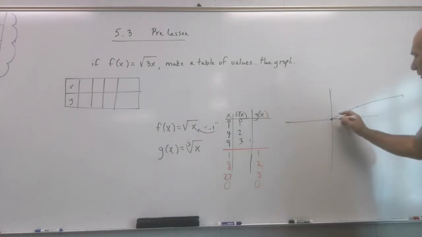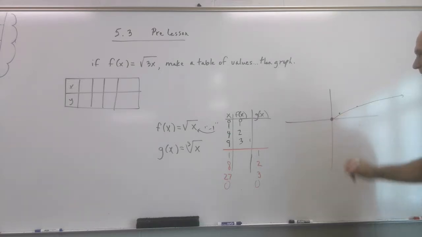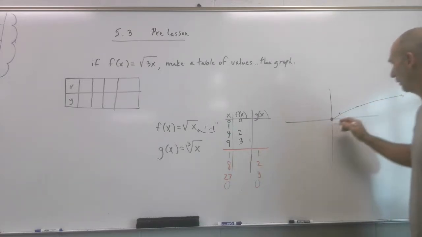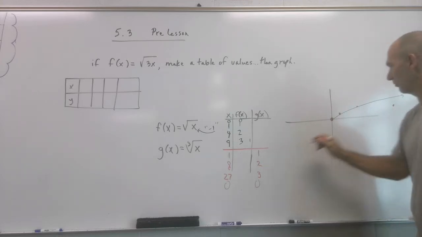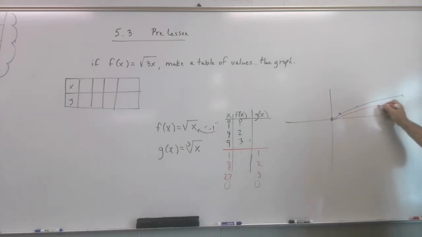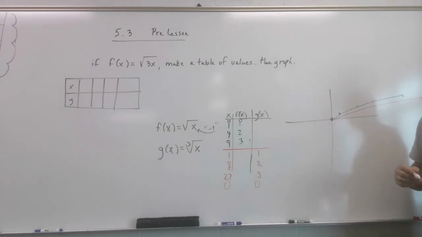0, 0, should always start with 0, 0 and see what happens. And then I'm going to go 1, 1. So that's the same point. And then 8, 2, 1, 2, 3, 4, 5, 6, 7, 8 would be like here. 27 would be 3. So you can see this one is flatter than the other one. That's a bad drawing, but you get the idea?